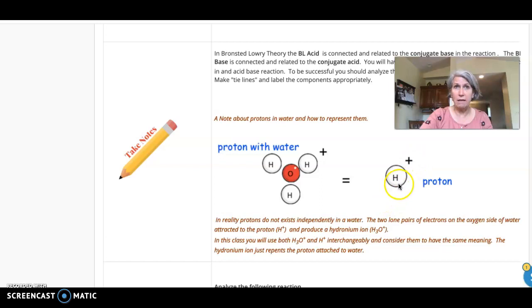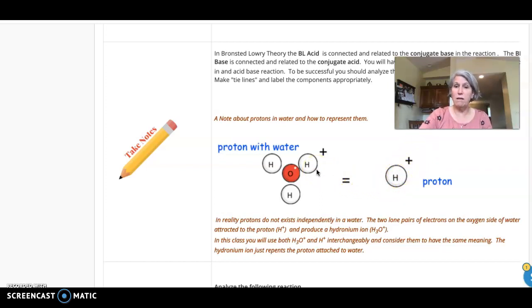If you take a hydrogen atom, hydrogen has one proton in its nucleus, no neutrons, and it has one electron. If you take away that one electron, you're just left with a proton. So we represent a proton as an H plus, okay?